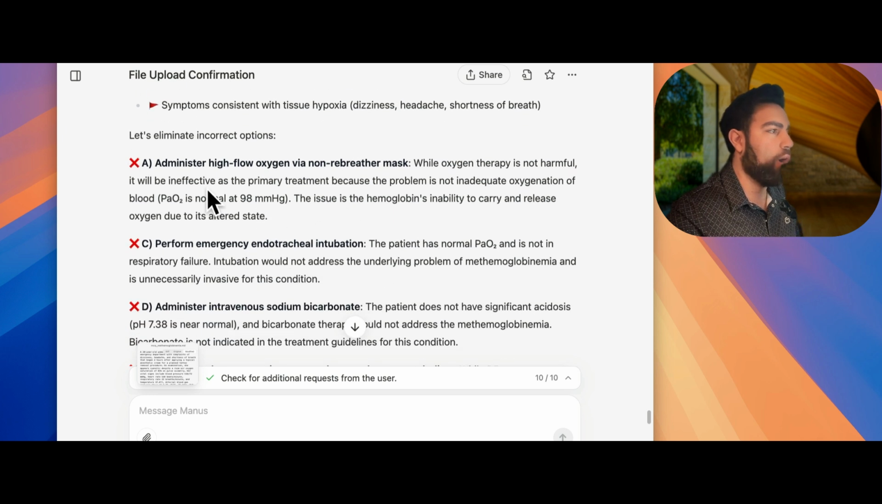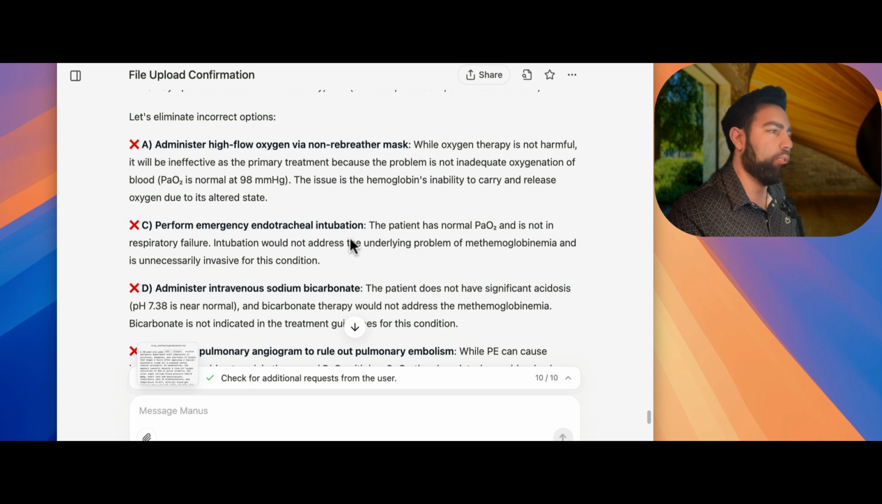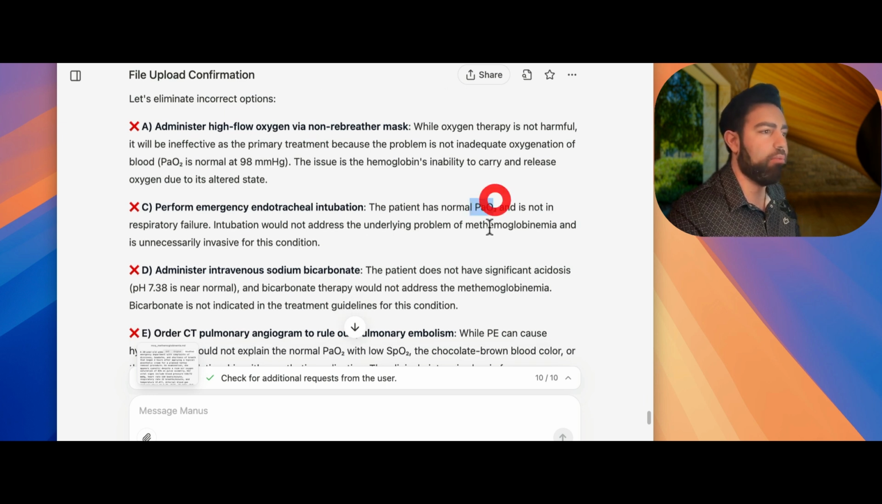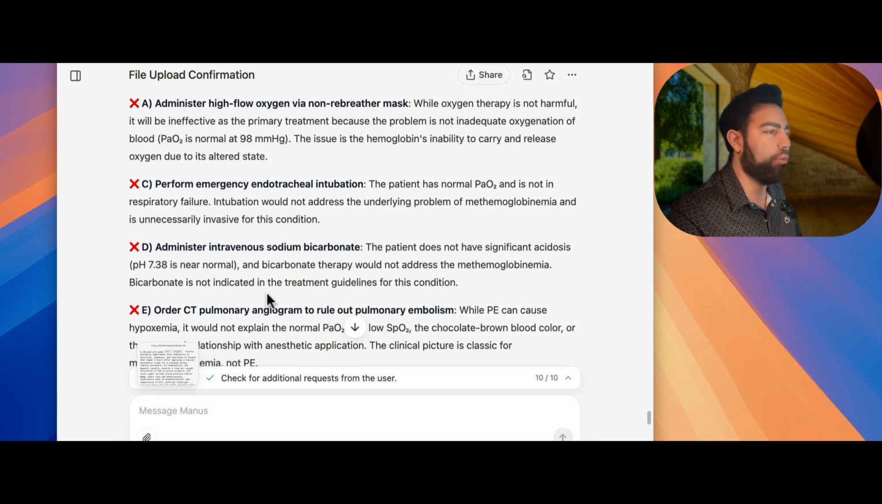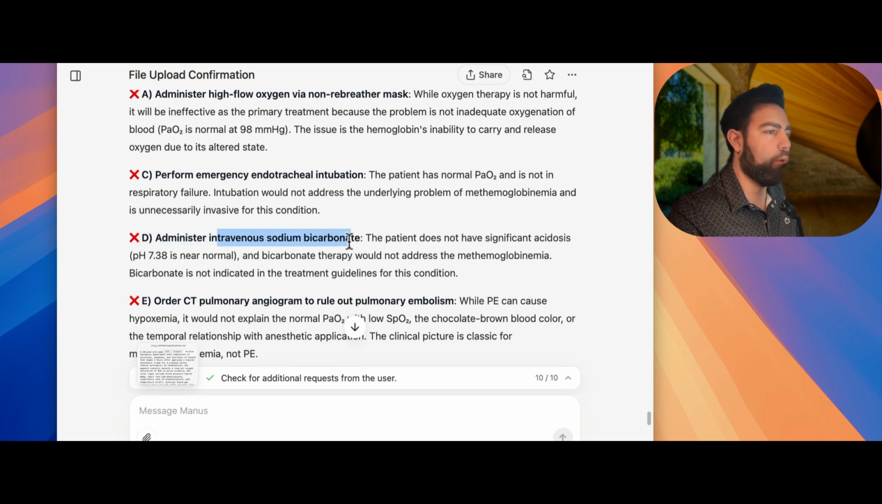So when you go through the options, the answers: administering high flow oxygen with a non-rebreather is not harmful, but it won't be effective as a primary treatment. The issue is that the hemoglobin is not able to release the oxygen due to that altered state. Performing endotracheal intubation, again, the patient doesn't have a problem with PaO2, right? So what is the point of intubating? Administration of intravenous sodium bicarb.